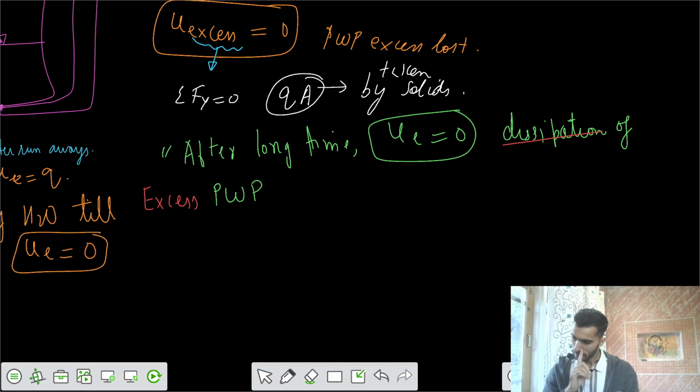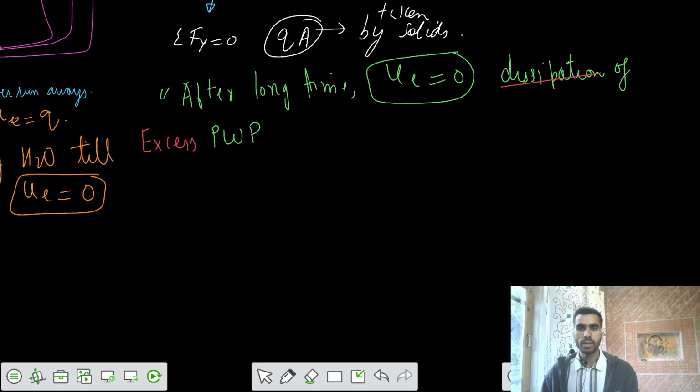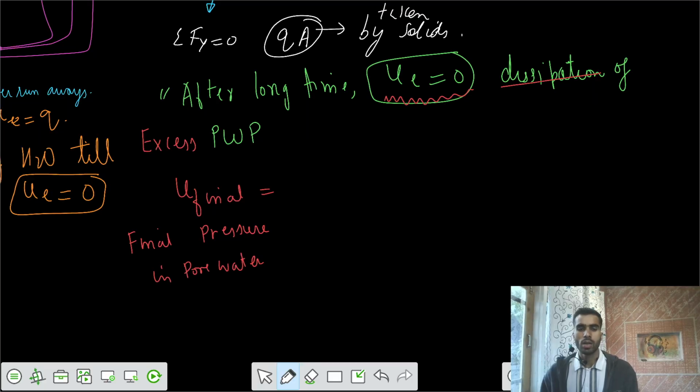So when excess pore water pressure becomes zero, what is the final pressure that's going to be present in the pore water? This is the final pressure in pore water. That would be U naught, the static pore water pressure, plus U excess, but your U excess is equal to zero now.